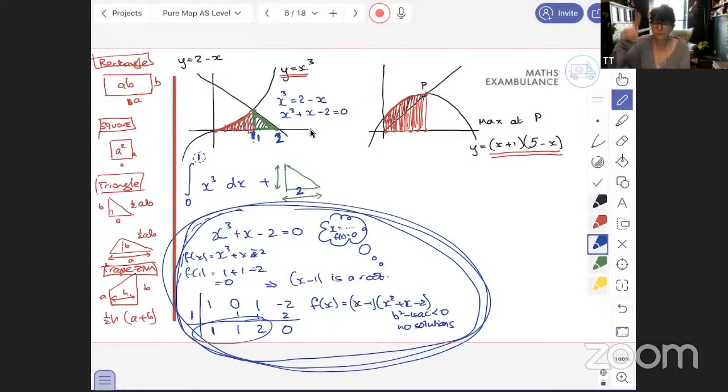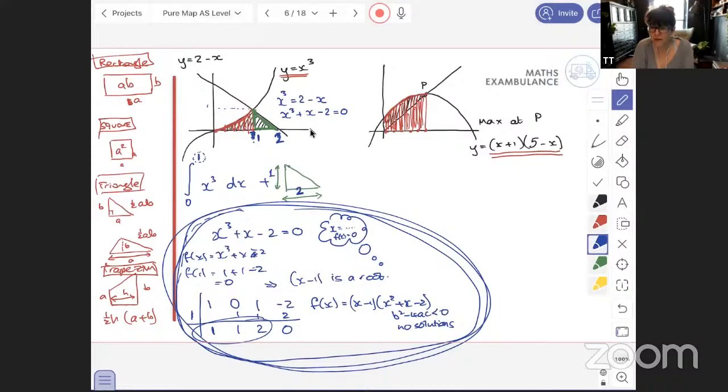What about the height? Well, to get the height, I need to find the y, and I could put it into either of them because that's where they cross. So 2 minus 1 or 1 cubed, both of them give me the answer 1, which means the height here is 1. And now I'm ready to integrate.